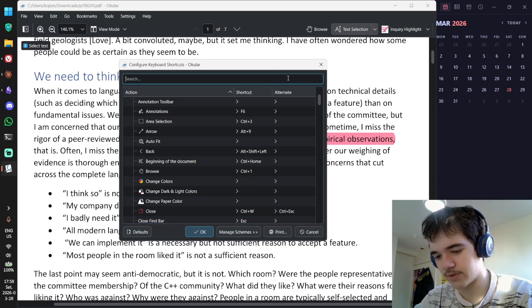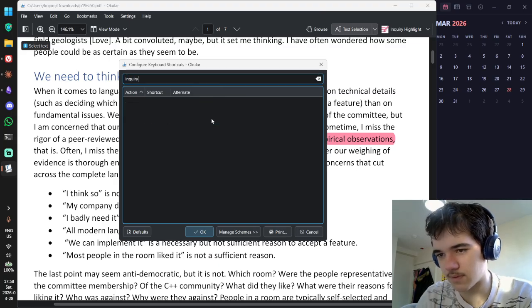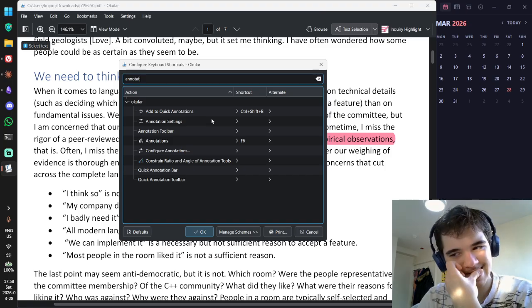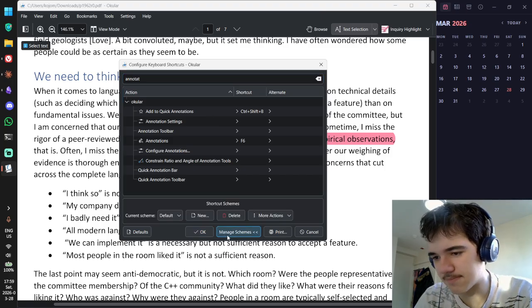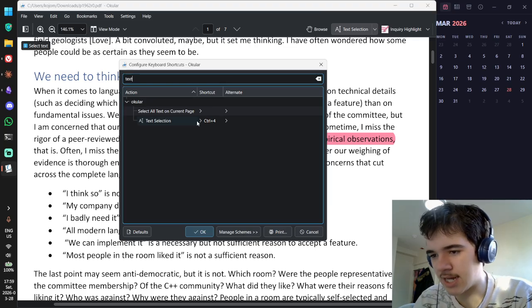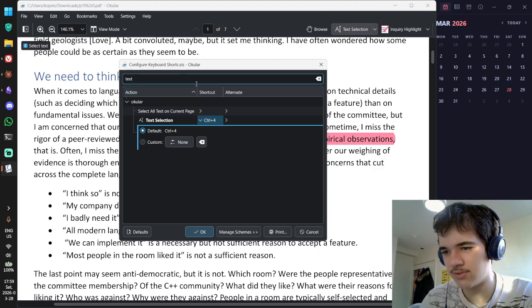So let's search for text selection. Right now it's Control 4. Okay, annotation. Yeah. So I can't change. Wait, manage schemes. No, I can't really change that, but I can change text selection. So for text selection, I'll just change it to 1, 2, 3, 4. Control 4 is a bit hard to reach.